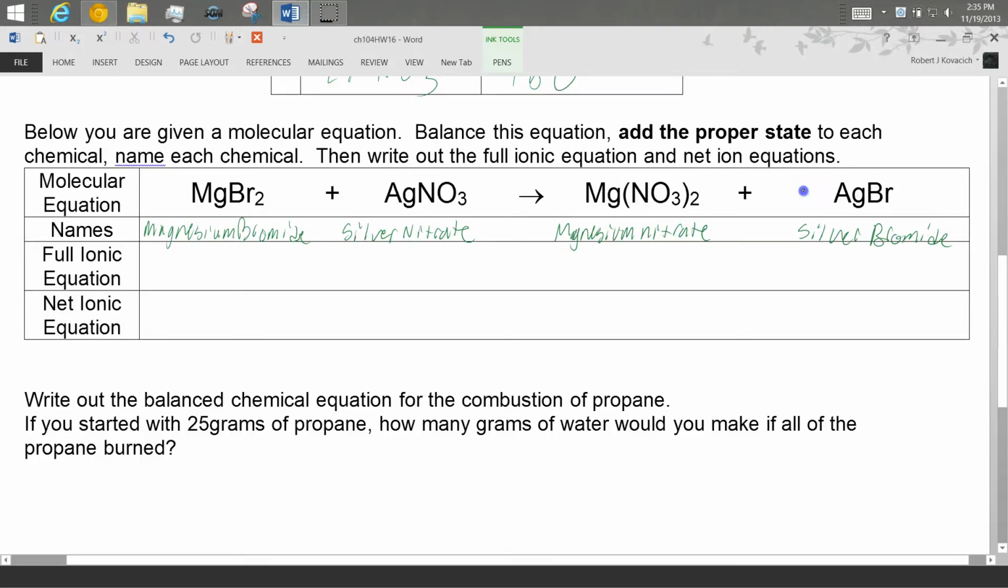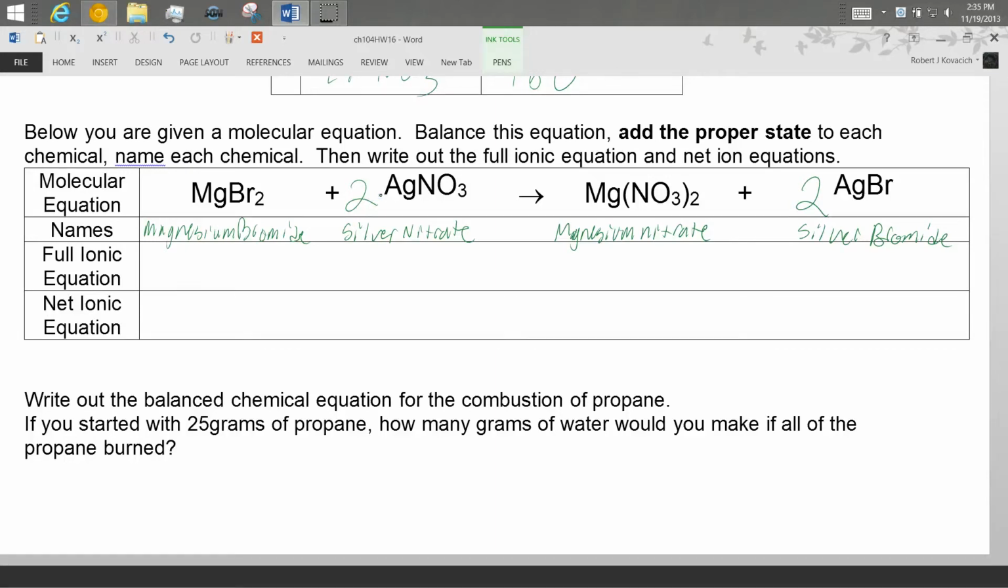I need a 2 in front of the silver bromide to balance out my bromides, right? Then I need a 2 in front of the silver nitrate to balance out the silvers now. And then that takes care of my nitrates, doesn't it? Okay, states? What are your options? Okay, solid or aqueous. And this is an example of what kind of problem?